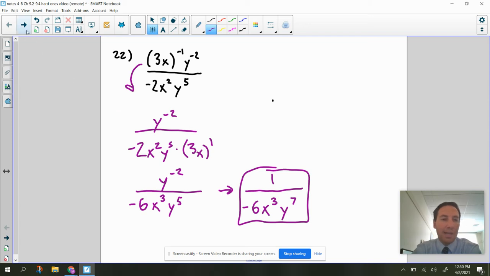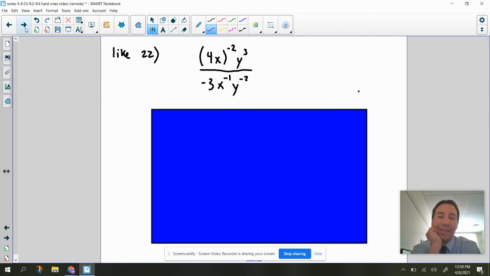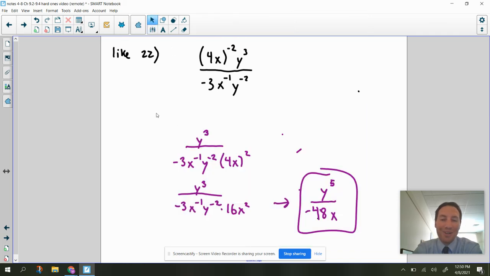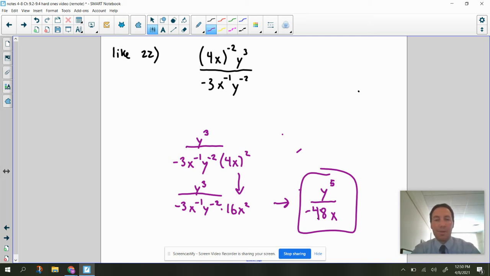All right, if you liked that one, you'll certainly like this one. Pause the video, give it a shot, and how'd you do? Hopefully you got it right. Same move here. Only difference was we actually had to do a little work with the 4x squared. I turned that into 16x squared before I did my multiplication step. Hopefully I got that one right.